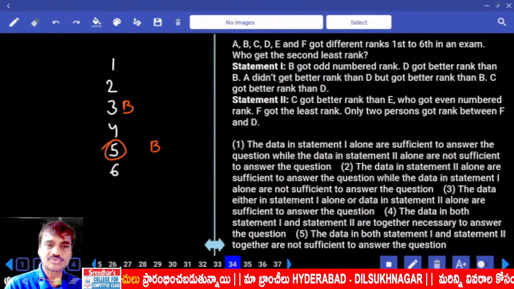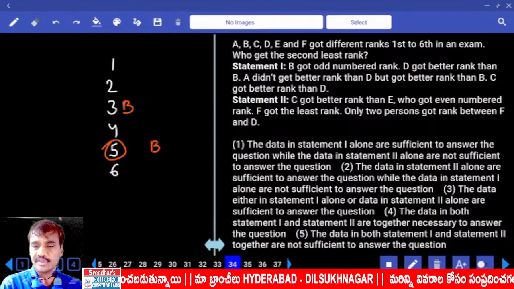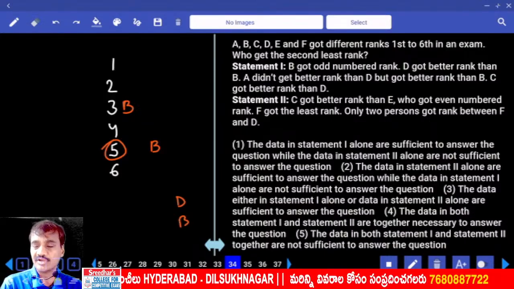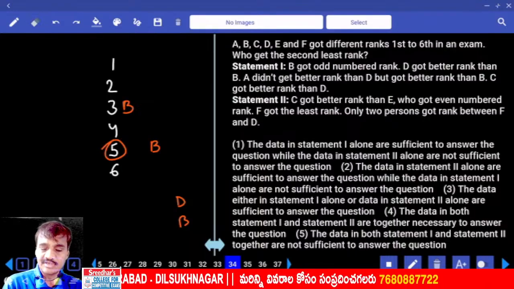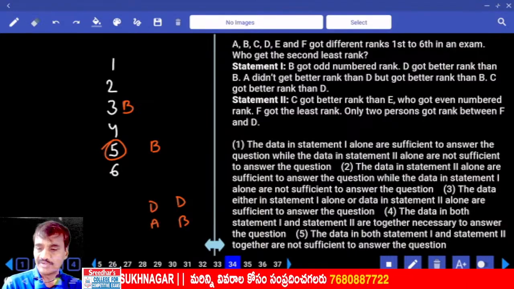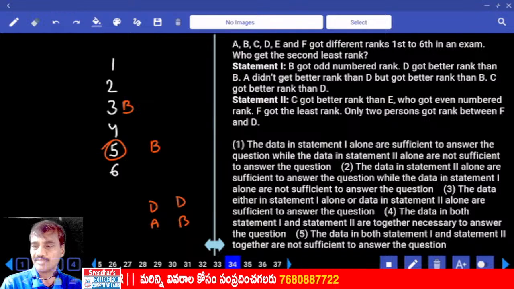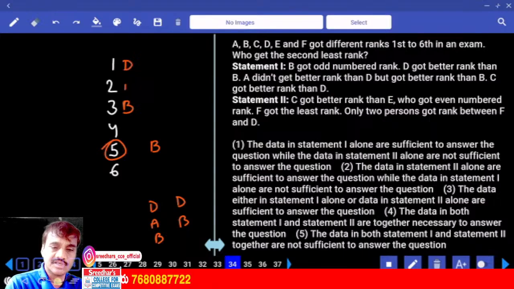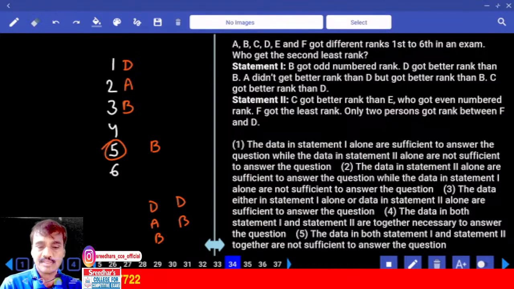So how many possibilities do we have? 2 possibilities. Then D got a better rank than B, so D is ahead of this one. A did not get a better rank than D, so A must be after this D, but with a better rank than B. That means in between D and B you need to have A. Now in this case it is D, A and B like this. Isn't it?